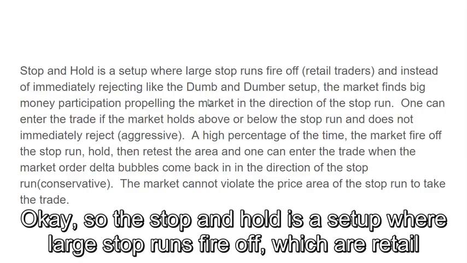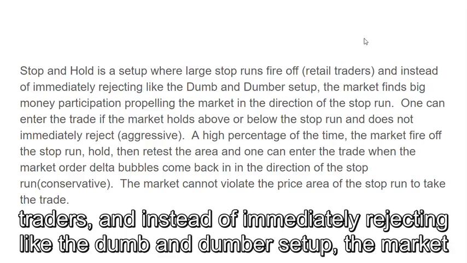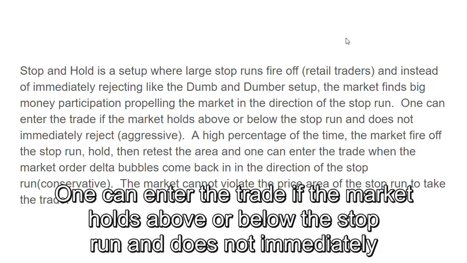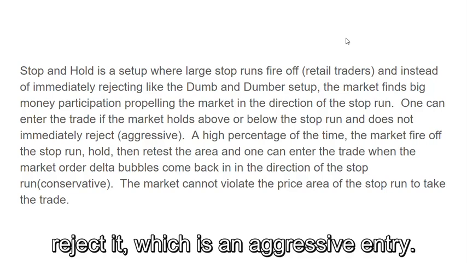Okay. So the stop and hold is a setup where large stop runs fire off, which are retail traders, and instead of immediately rejecting like the Dumb and Dumber setup, the market finds big money participation propelling the market in the direction of the stop run. One can enter the trade if the market holds above or below the stop run and does not immediately reject it, which is an aggressive entry.